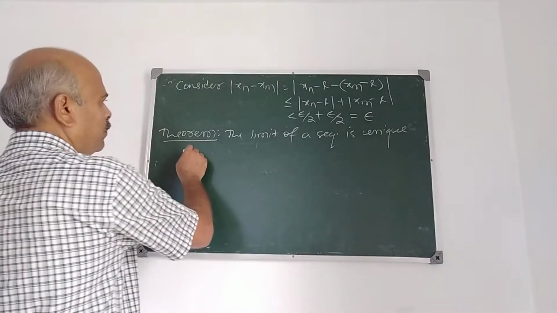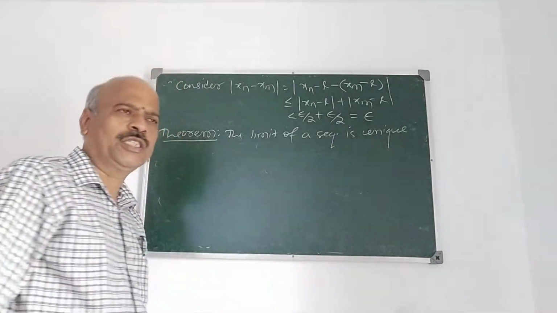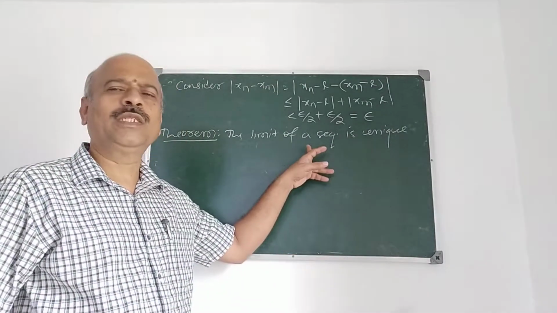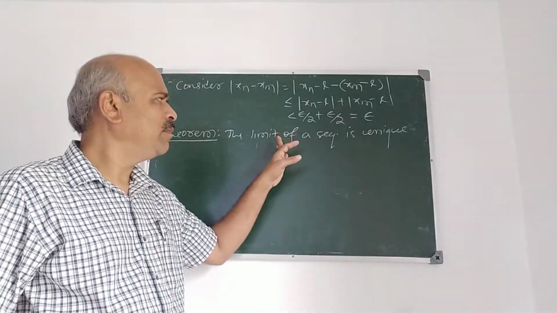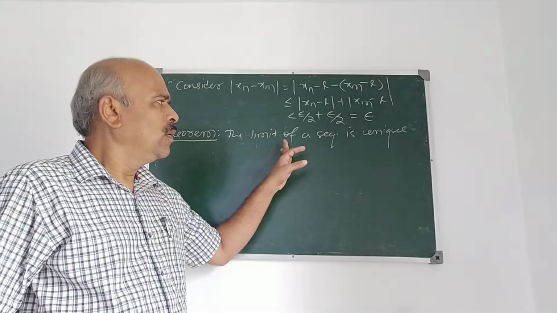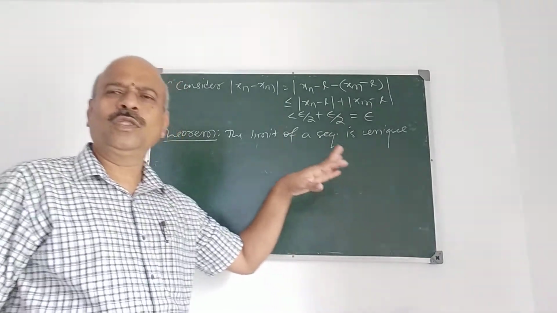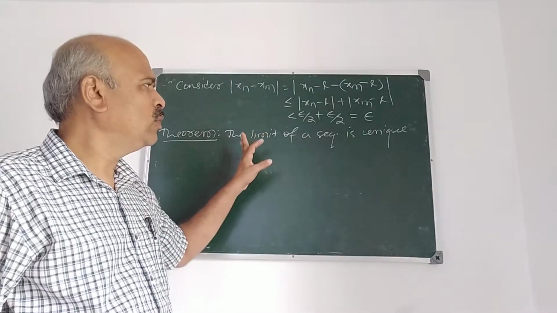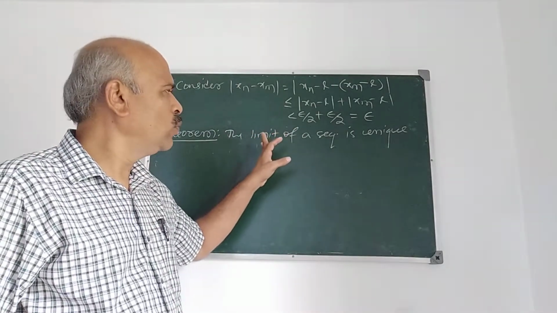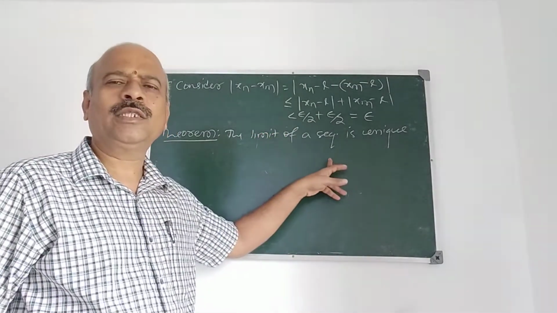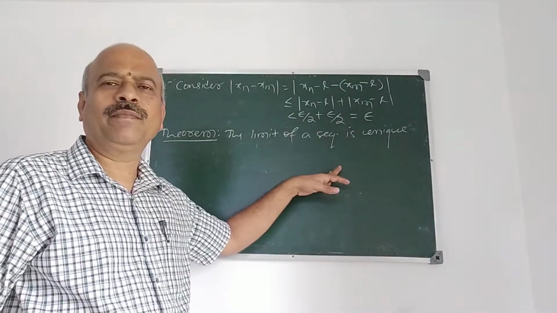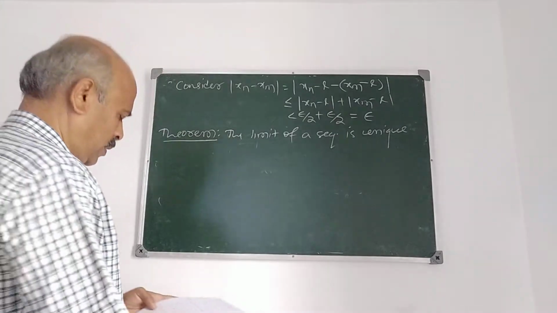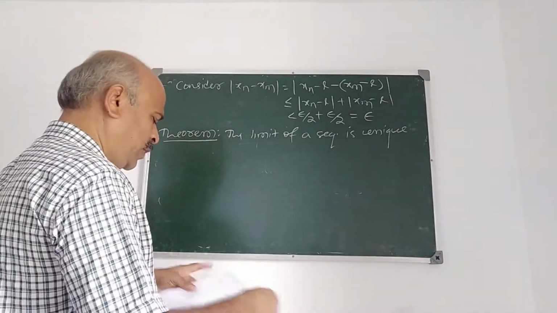To prove this, we prove by contradiction. We prove this result by contradiction. Contradiction means we suppose that the sequence converges to two different limits, say L and L dash, and then we will get some contradiction. So it is not possible. So the limit is unique. So the proof is like this.